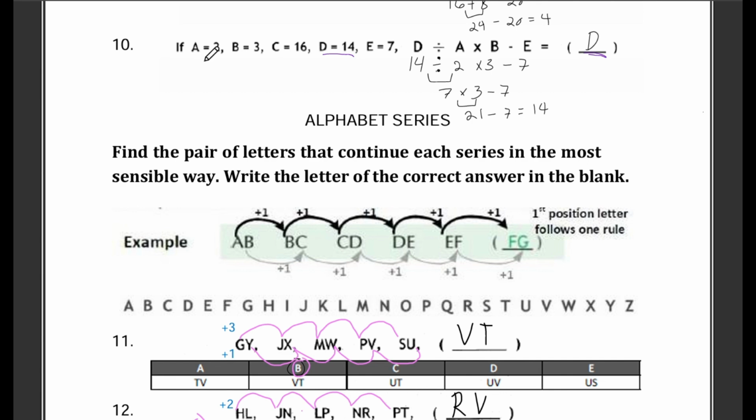Let's take a look at why the others are incorrect. A is 2. That's far too small.